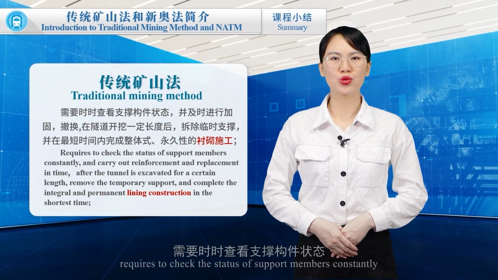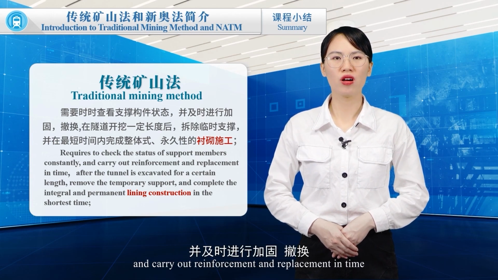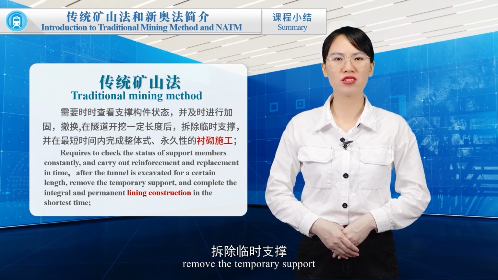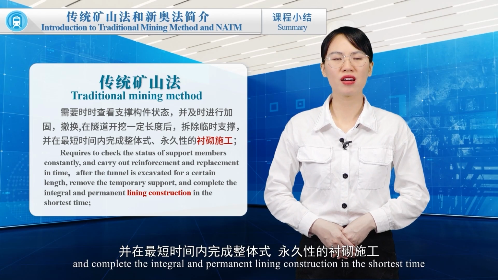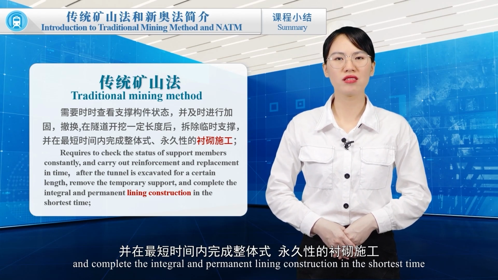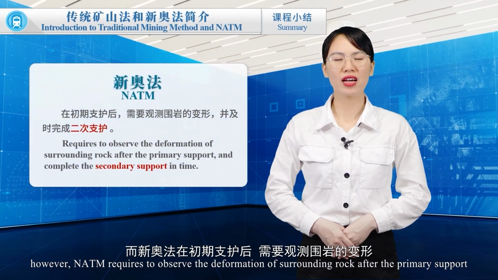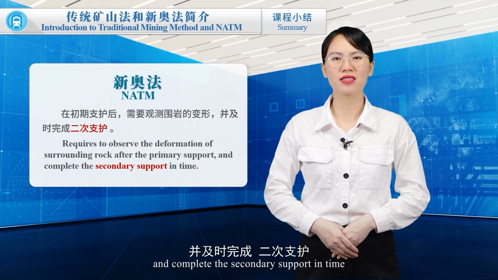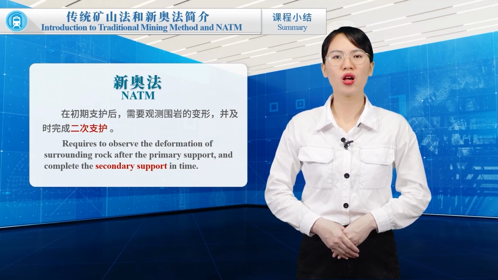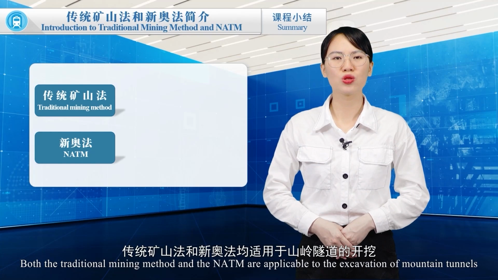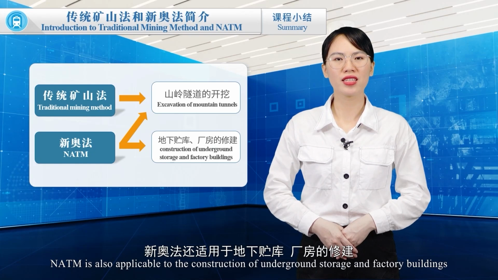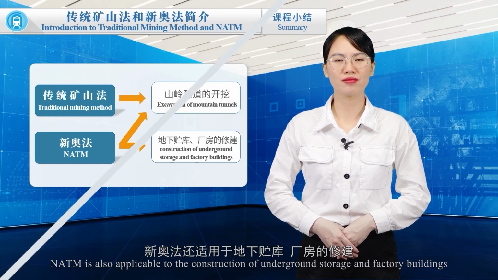Traditional mining method requires to check the status of support members constantly and carry out reinforcement and replacement in time. After the tunnel is excavated for a certain length, remove the temporary support and complete the integral and permanent lining construction in the shortest time. However, NATM requires to observe the deformation of surrounding rock after the primary support and complete the secondary support in time. Both the traditional mining method and the NATM are applicable to the excavation of mountain tunnels. NATM is also applicable to the construction of underground storage and factory buildings.